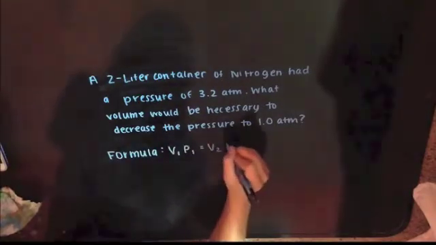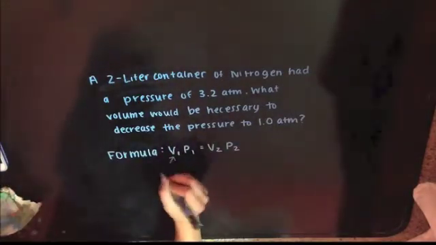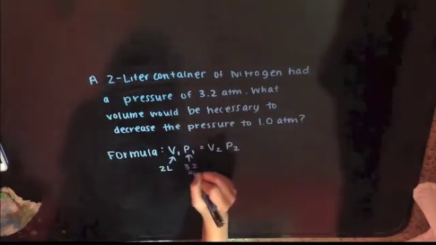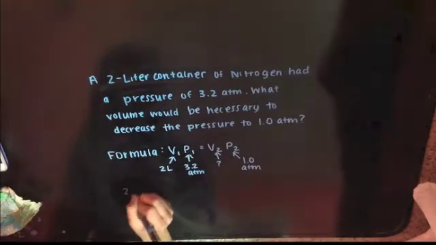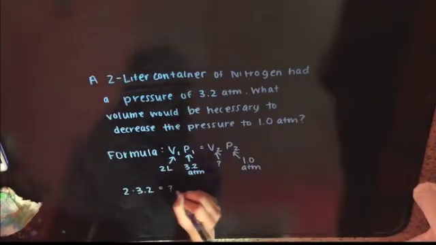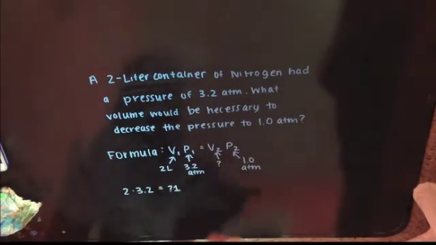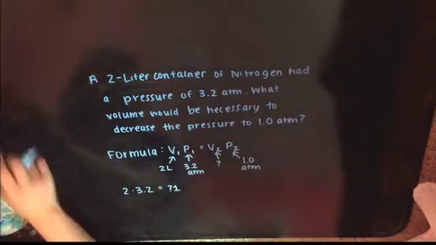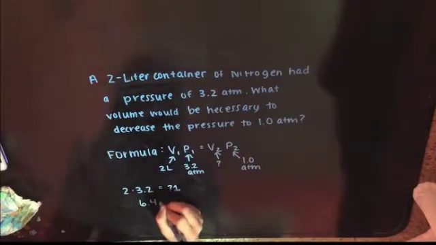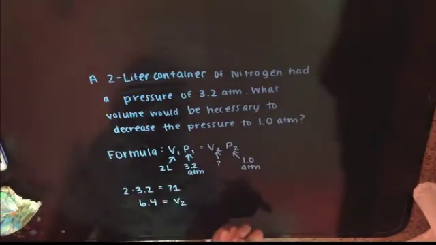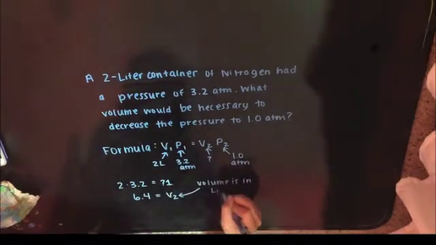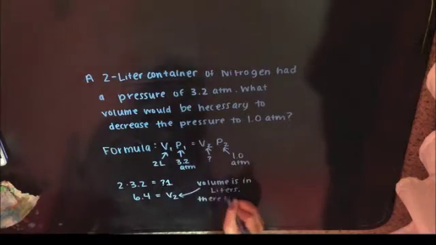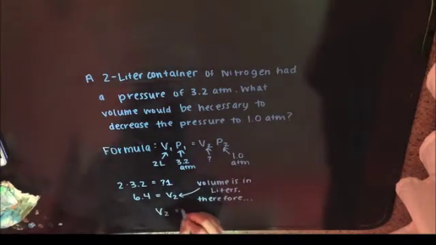Now let's take our formula. V1 times P1 equals V2 times P2. We just plug in the numbers from our question into this formula, and we multiply everything out. So 2 times 3.2 on the left side equals V2 times 1.0. We can see that the final answer is 6.4. So basically, it takes 6.4 liters to decrease the pressure to 1.0 atm.